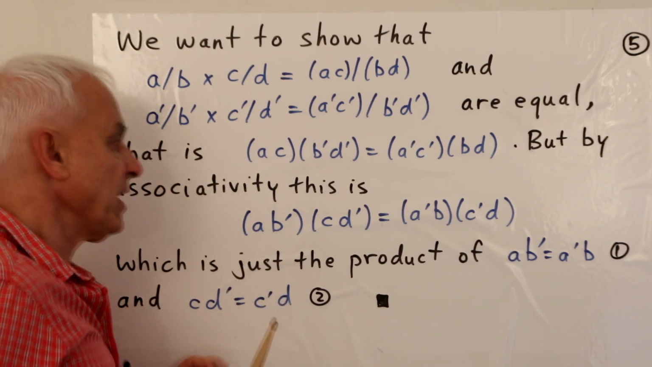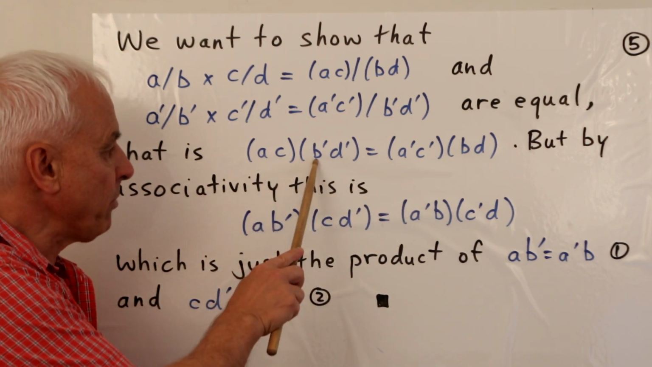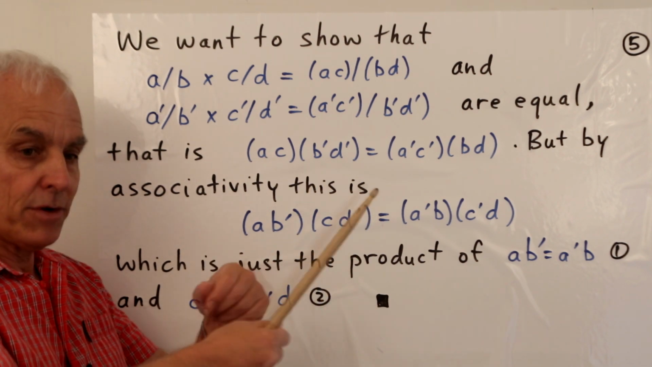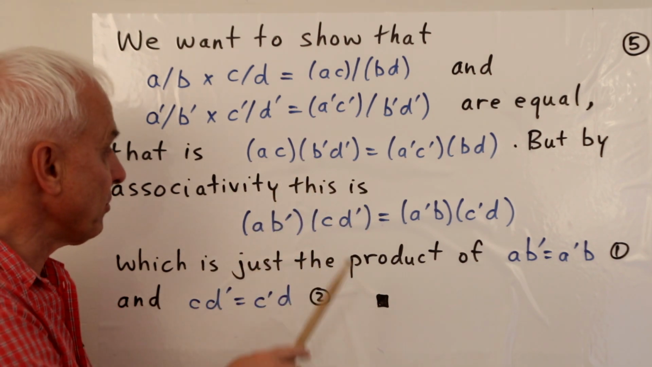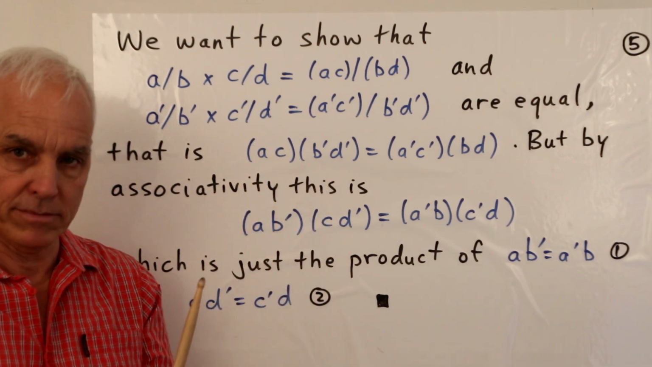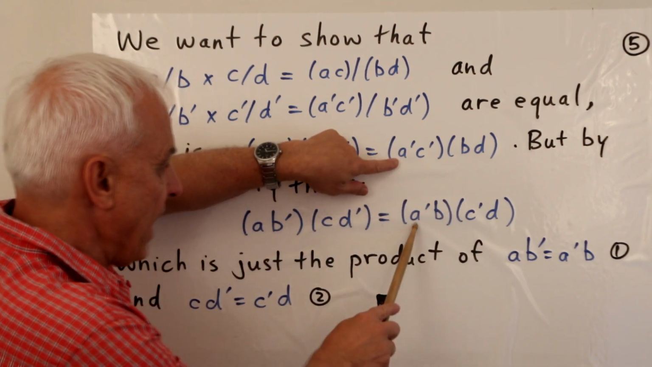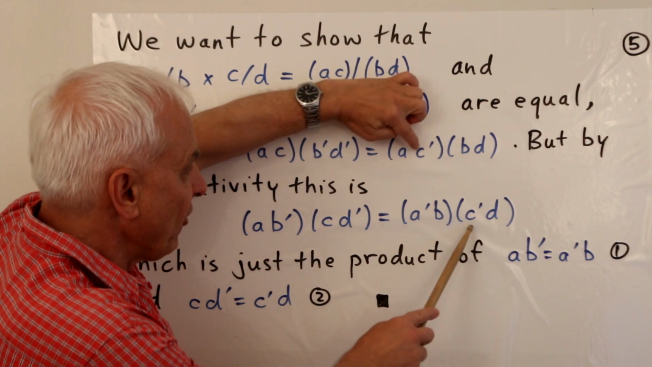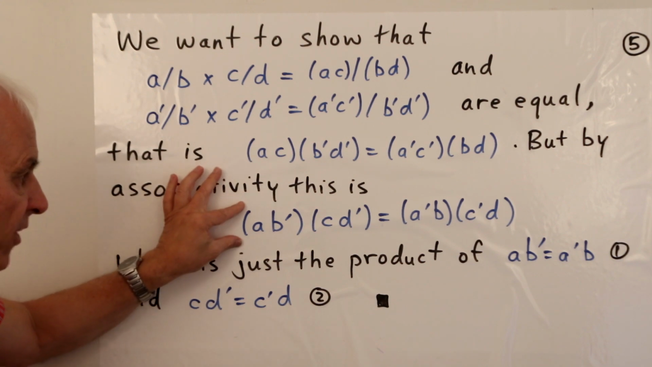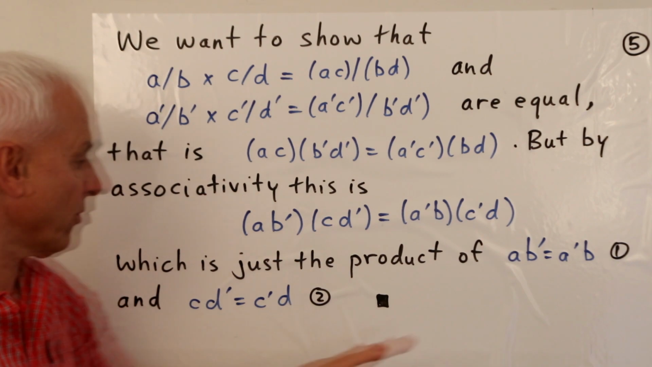But by associativity, we can rewrite this. Okay, here we have (A times C) times (B prime times D prime). We can remove the brackets, and then by commutativity, we can rearrange this to be A times B prime times C times D prime, this left-hand side. And then over here, we can do the same thing. We can rearrange it to get A prime B times C prime D. We want to prove this. Well, this is just the product of these two relations.